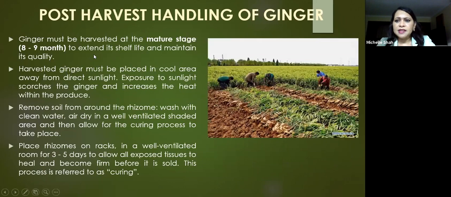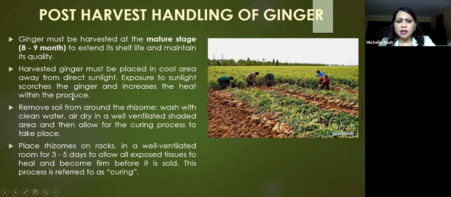Post-harvest handling of ginger. Ginger must be harvested at the mature stage at 8 to 9 months to extend shelf life and maintain quality. Harvested ginger must be placed in cool areas away from direct sunlight. Exposure to sunlight scorches the ginger and increases heat within the produce.